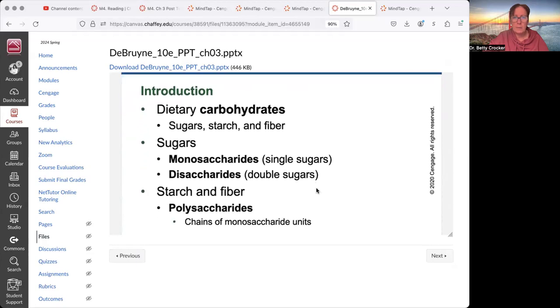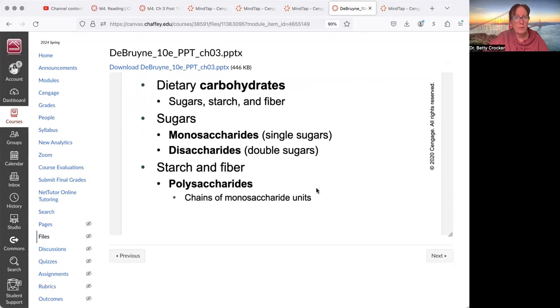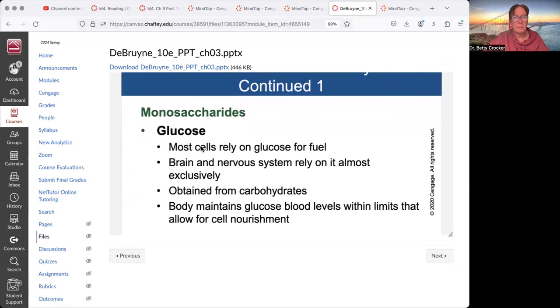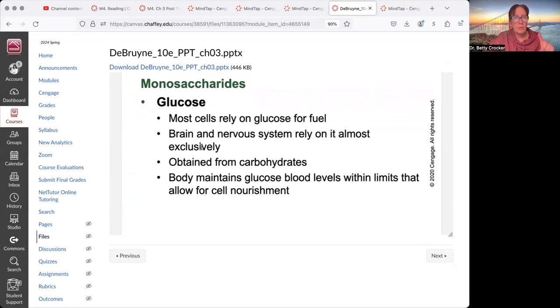And then we talk about monosaccharides, disaccharides, and polysaccharides. Monosaccharides are just that single molecule. The disaccharides are two molecules that are put together. And then polysaccharides are the starch and fiber, which are many saccharides put together. Glucose is a monosaccharide.